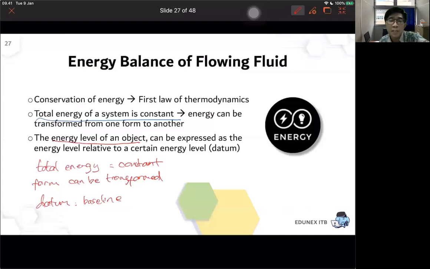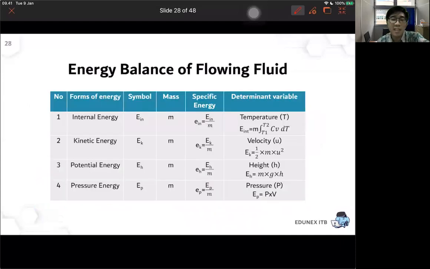For example, later we will discuss this one, the example of the energy contained by the flowing fluid. Basically, there are four types of energy contained by the flowing fluid. First is the internal energy. Internal energy is the energy contained by the flowing fluid because the fluid has a certain temperature.